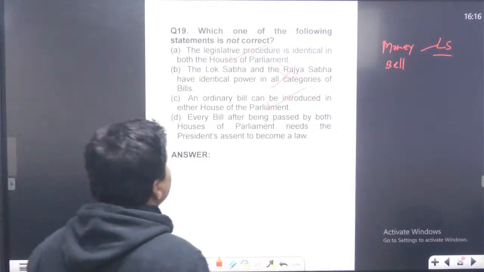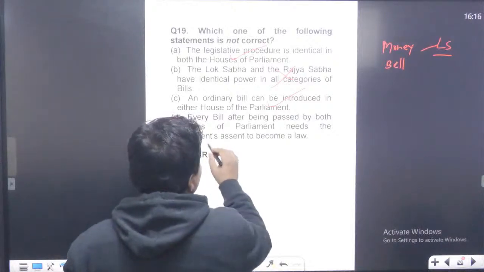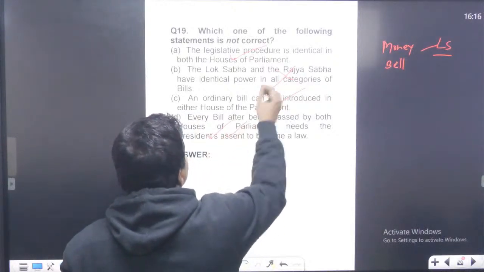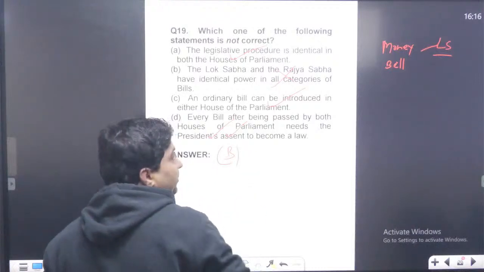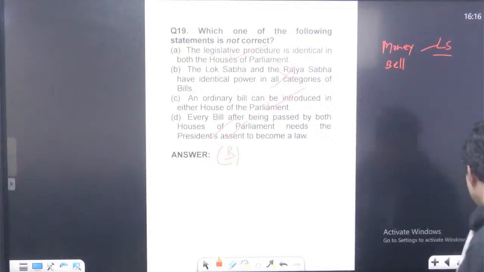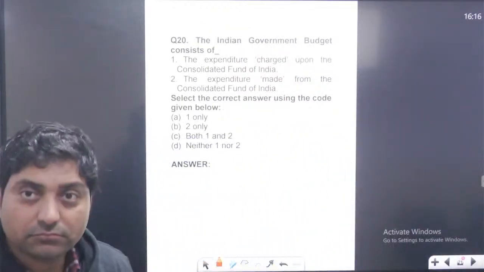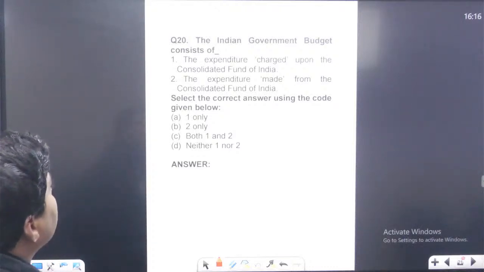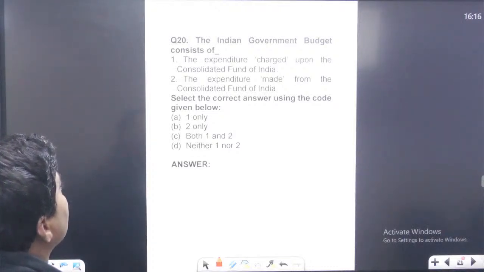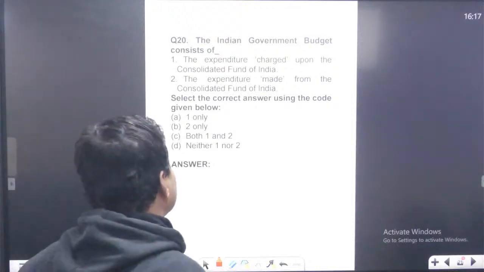Now, every bill after being passed by both the houses of the Parliament needs the assent to become law. So here it is. Let's move to the question. The Indian government budget consists of the expenditure charged upon the Consolidated Fund of India, the expenditure made from the Consolidated Fund. Both.